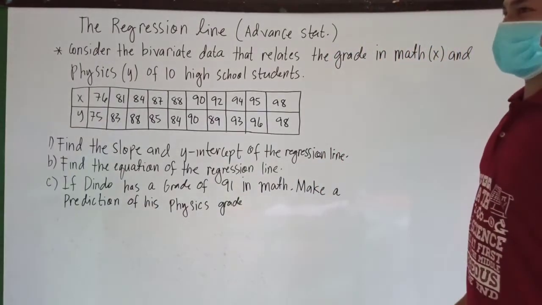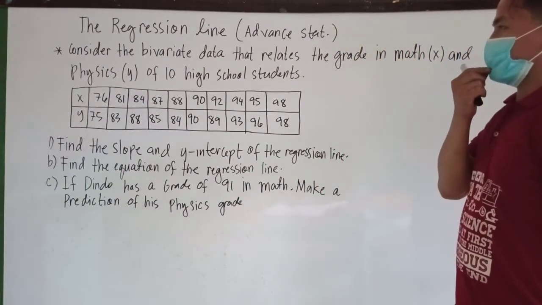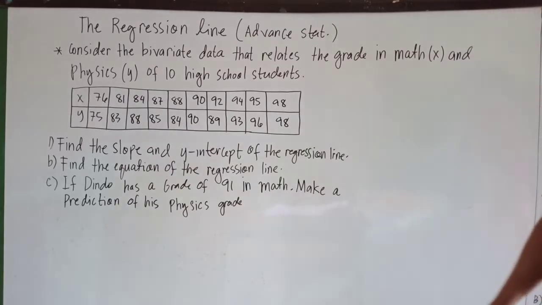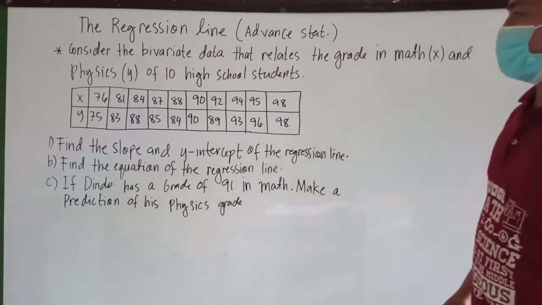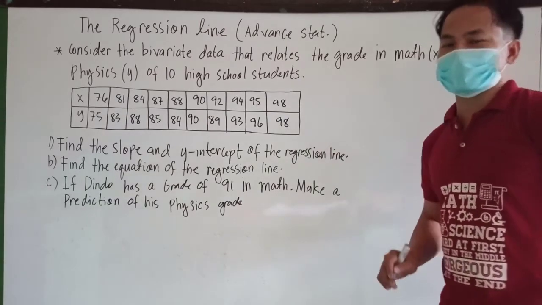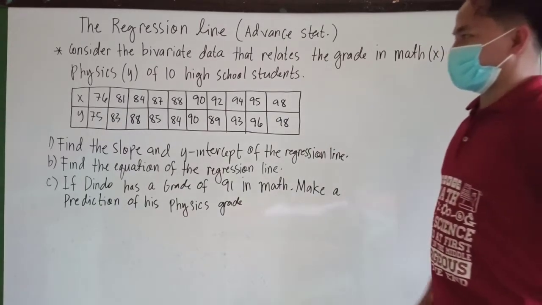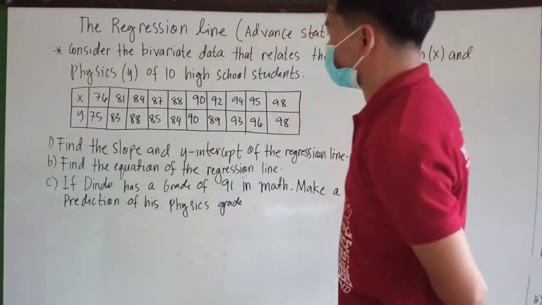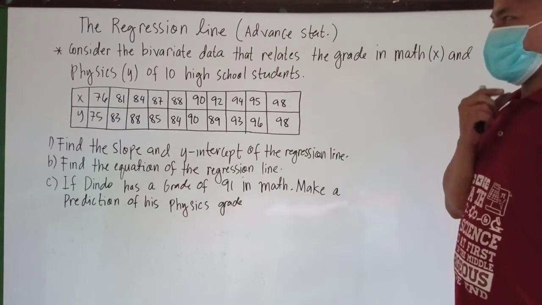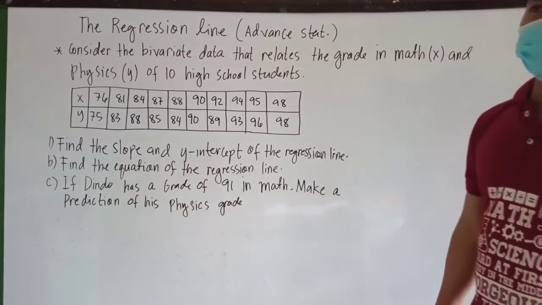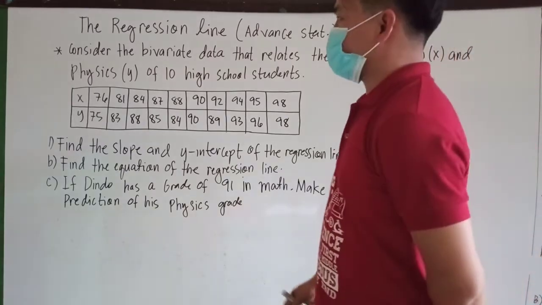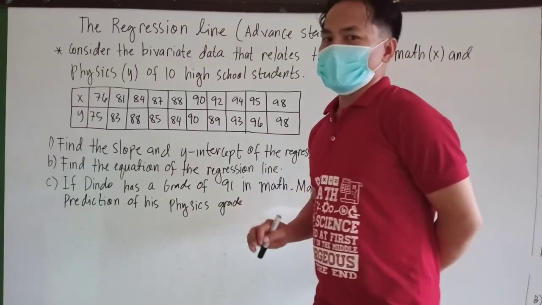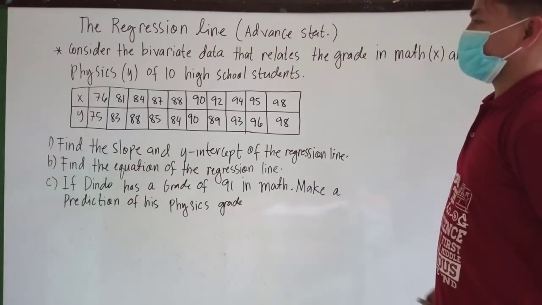This is actually in advanced statistics. So we have here one example. Consider the bivariate data that relates the grade in math X and the physics Y of 10 high school students. So we have 10 students in here. Then we have the grades in math referring to X and the grades of the 10 students in physics referring to Y. Remember always that the regression can also be used in prediction or the association between the two variables.